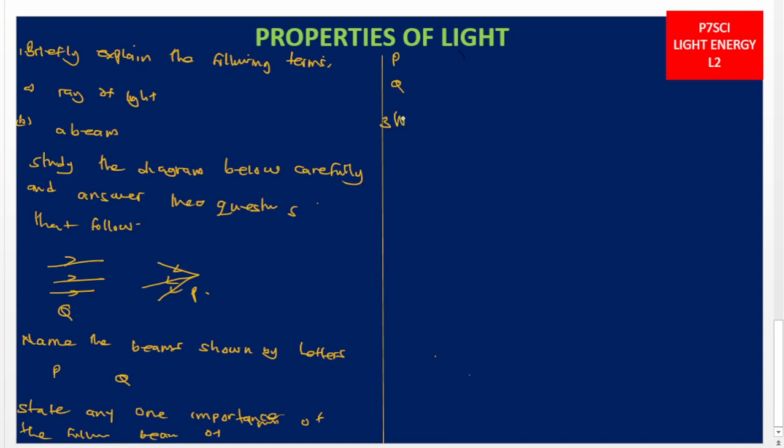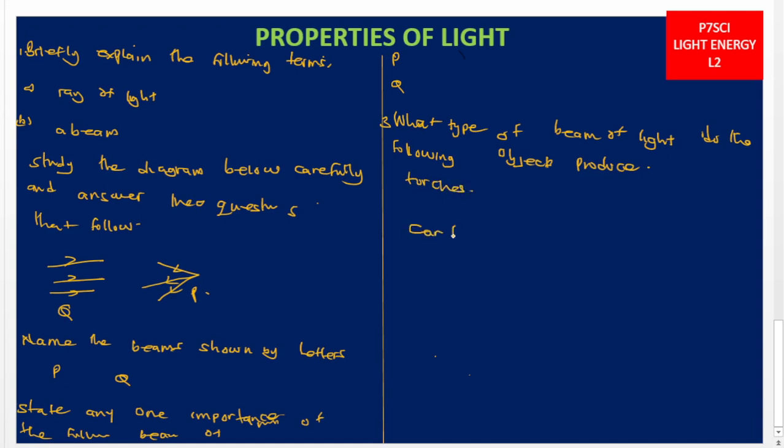Number 3, what type of beam of light do the following objects produce? 1, torches; 2, car headlamps. Then write any two properties of light.